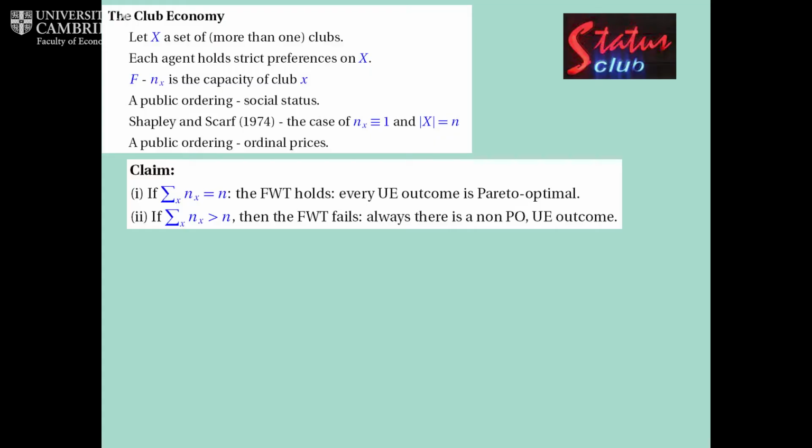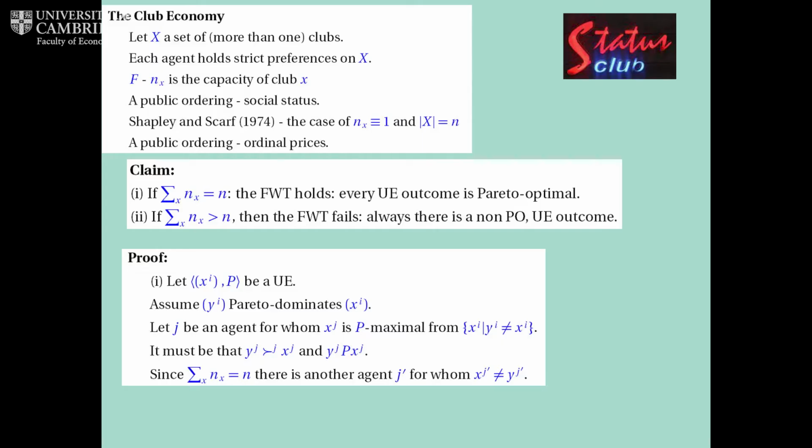Now, in this case, there are two things to say. Number one, if the sum of the Nx equals n, then existence is not a problem here, because Pareto efficiency exists. Everything is finite here, so existence is automatically correct. But what about the first welfare theorem? If the sum of the Nx equals n, like in the basic housing model of Shapley and Scarf, then indeed we will get Pareto optimality. If the sum of Nx is less than n, that's not an interesting case. There is no feasibility. But if the sum of the capacities is above n, then there will always also be a non-Pareto efficient equilibrium outcome.